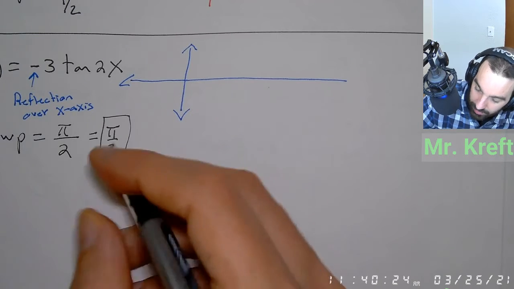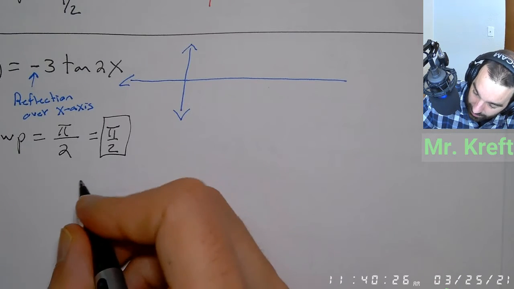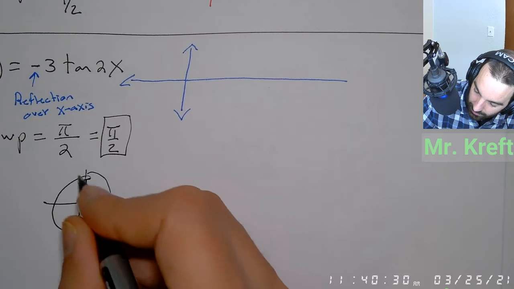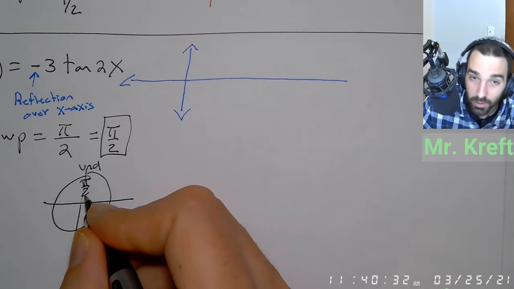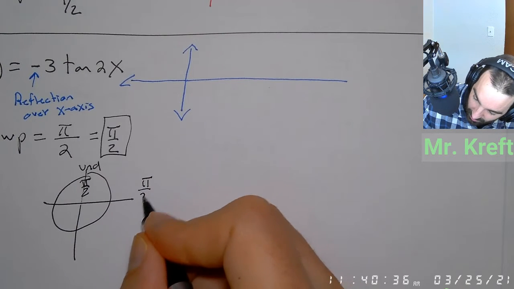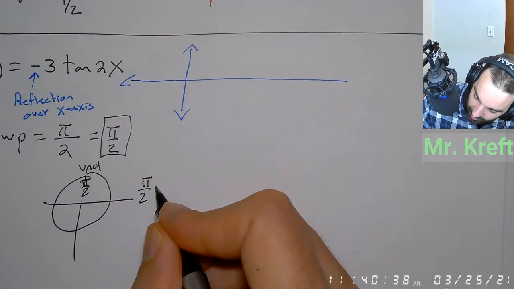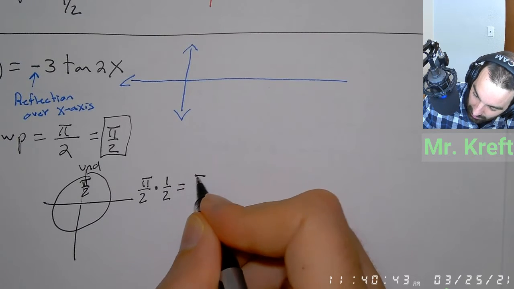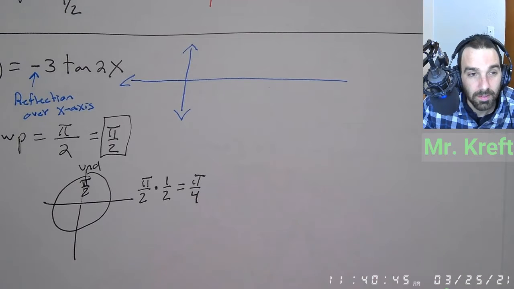My new period is dilated by a half. So if I take a look at this, I used to be undefined at pi over 2. So what's pi over 2 divided by 2? Well, dividing by 2 is the same as multiplying by 1/2. So it's pi over 4.